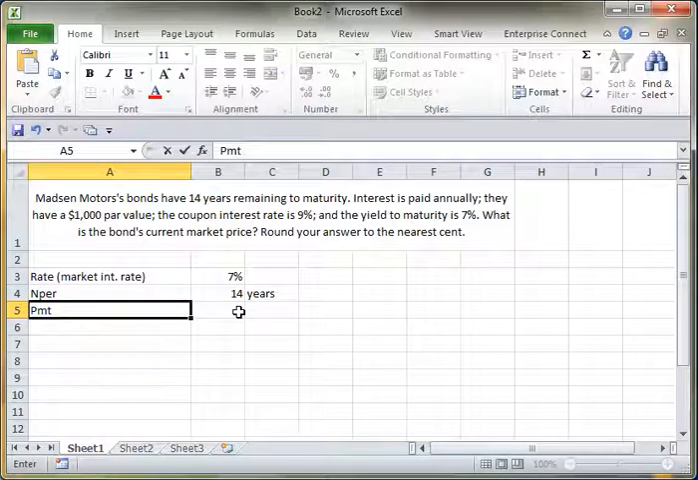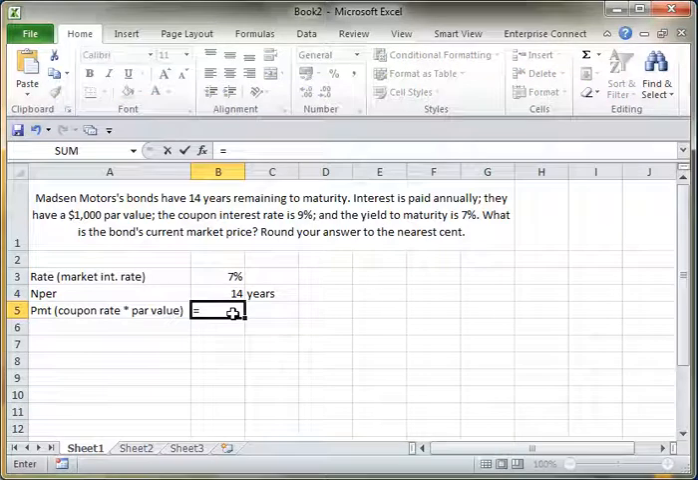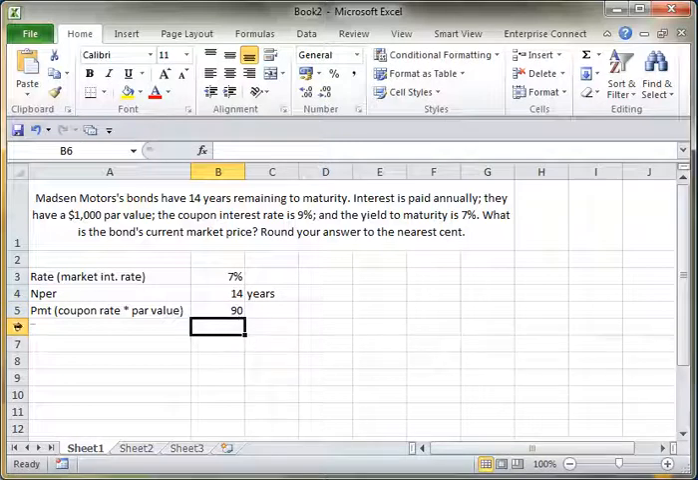So our payment is the coupon rate multiplied by the par value. So it should be the coupon rate multiplied by our par value. So equal sign. So the coupon rate is 9%. And then the par value, you multiply it by 1,000. Enter. So that would be 90.